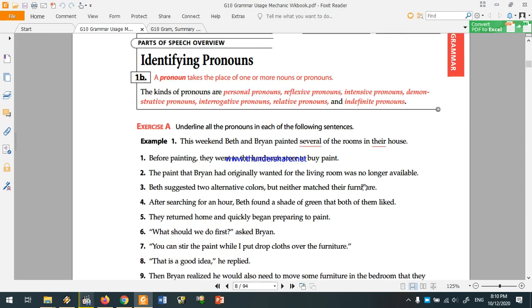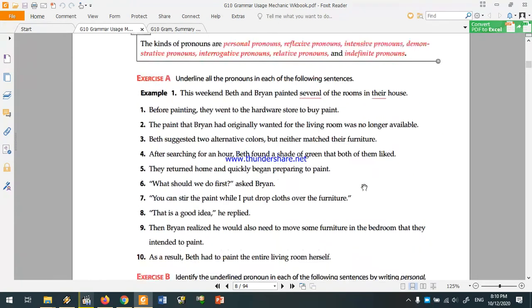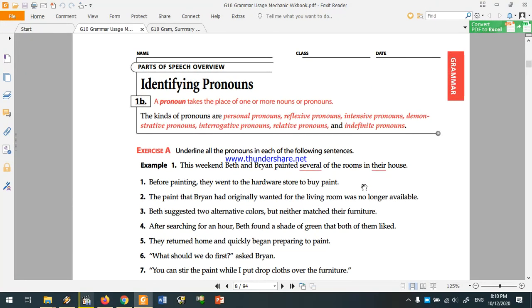Grammar books on page number 7. So now we're going to identify pronouns. We talked before about pronouns, and there are numerous types of pronouns. So before we begin, what's a pronoun? A pronoun is a word that takes the place of one or more nouns or pronouns. So we use it to refer to nouns.